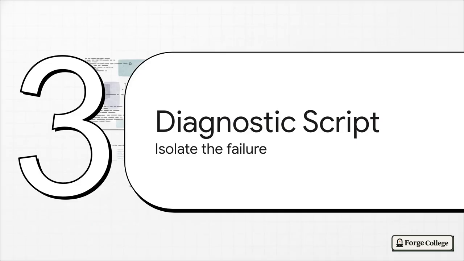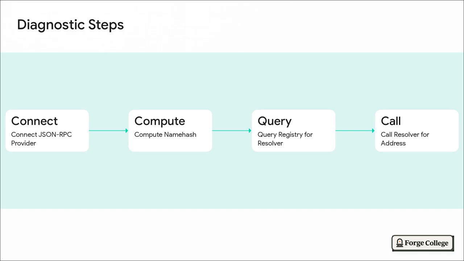All right, now we get to the fun part. Section 3, the diagnostic script. It's time to isolate this failure. So in our debugging lab, we create this really handy little script called diagnose.js that walks through 4 very precise steps. Step 1, connect your JSON-RPC provider. Step 2, compute the namehash. Step 3, query the registry for the resolver. And step 4, call the resolver for the address. We use read-only calls here, which is great because it lets us safely poke the registry and interrogate the resolver without spending a single drop of gas or risking our state.